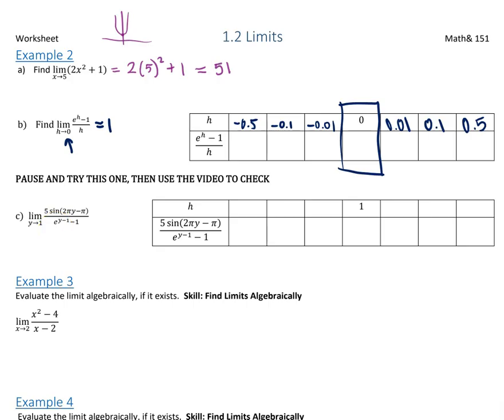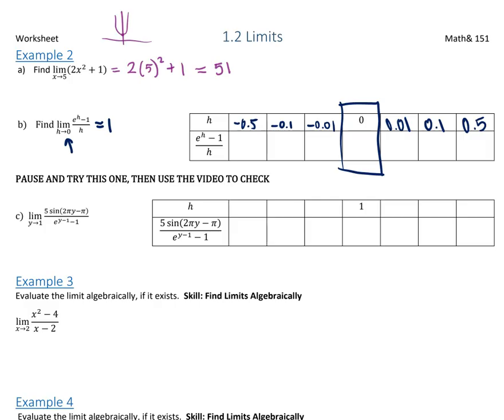All right, I'd love for you to pause and try to at least set up the table for the next one. If you want to take a moment to go to Desmos or technology and find the values and decide what you think the limit is, that's great as well, but setting up the table is the key step here. Once you've done that, we can look at it together.